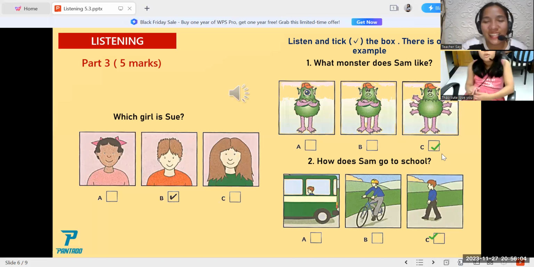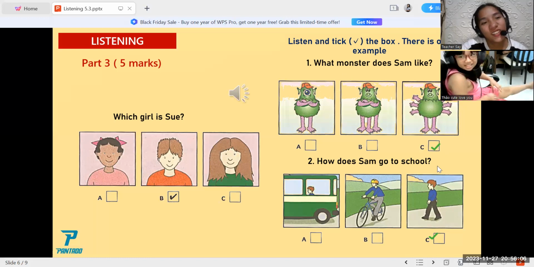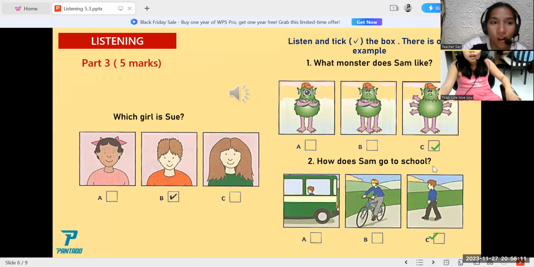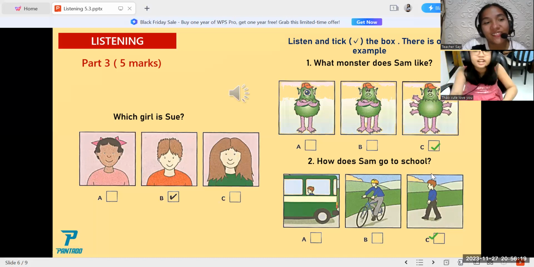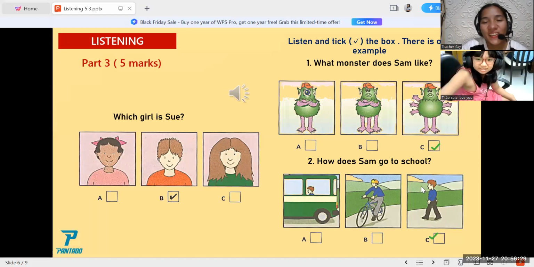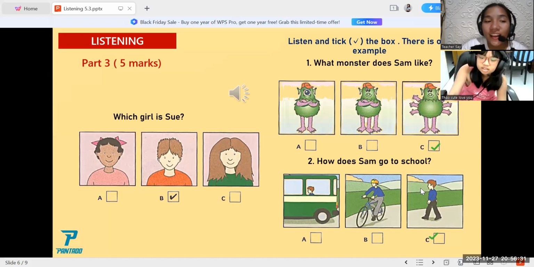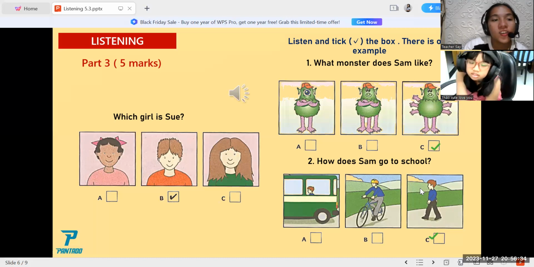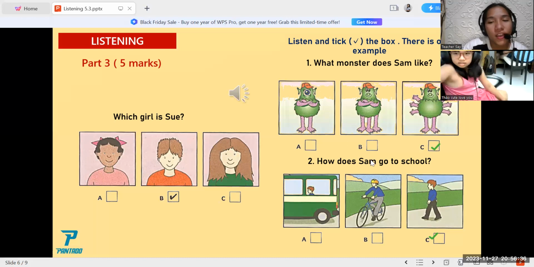So now let's see your answer. Do you see a monster with six arms? Are you sure? Where do you see the monster? I don't like the monster with the one eye. It's so ugly. Oh, you don't like the monster with one eye. You like the monster with six arms. Okay, so now let's see if your answer here is correct.